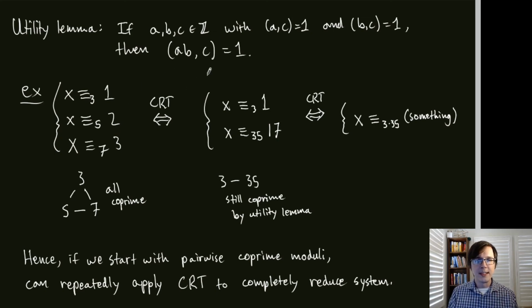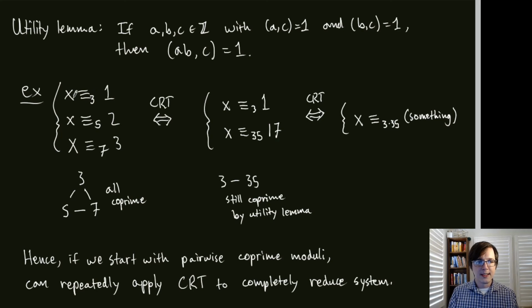An important utility lemma for this is that if A is coprime to C and B is coprime to C, then the product of A and B is coprime to C. If you aren't sure why this is true, this is a great little exercise for you.